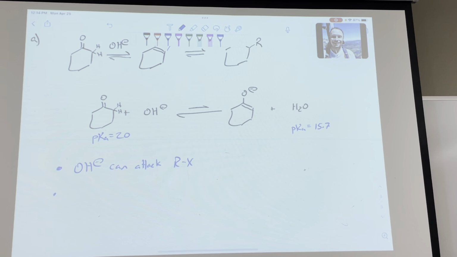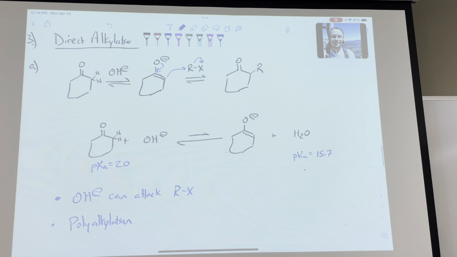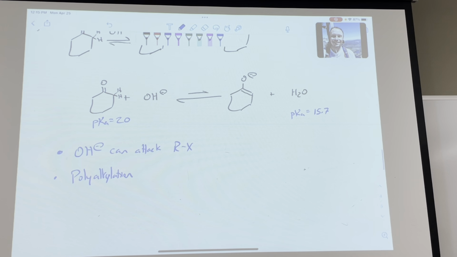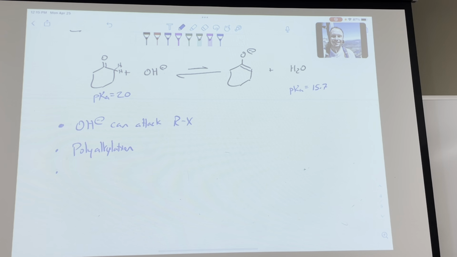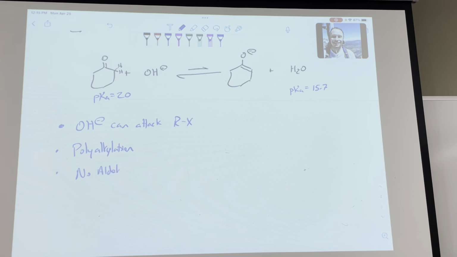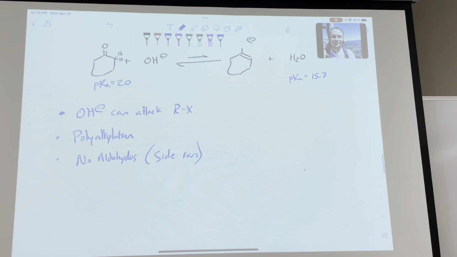Second one, you can get polyalkylation because the excess hydroxide could come and deprotonate this thing, and that can react again. So polyalkylation is a problem. And then the third thing is, you can't do this with aldehydes. They undergo a side reaction that we'll talk about later. So this is kind of plagued with issues.